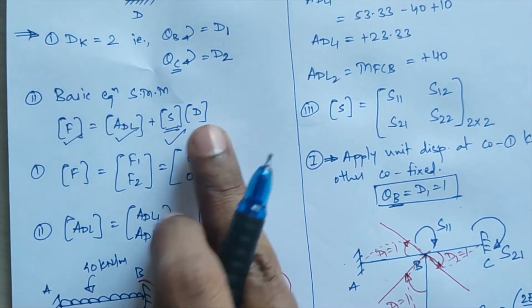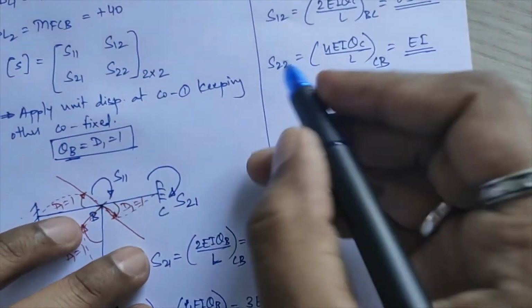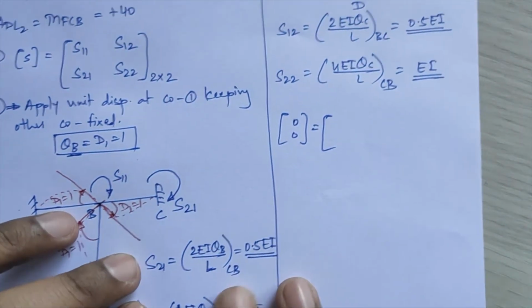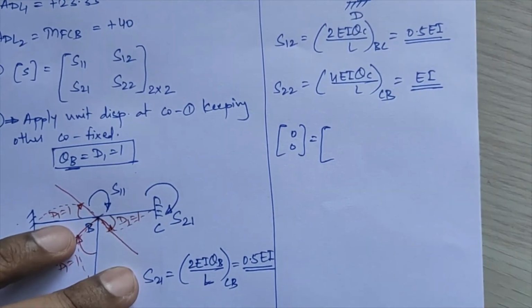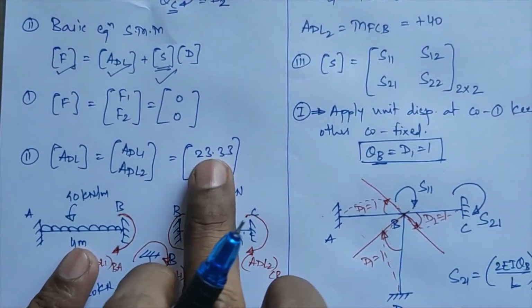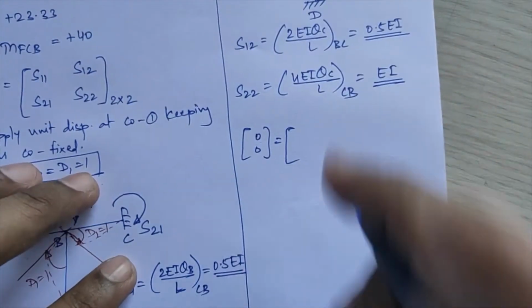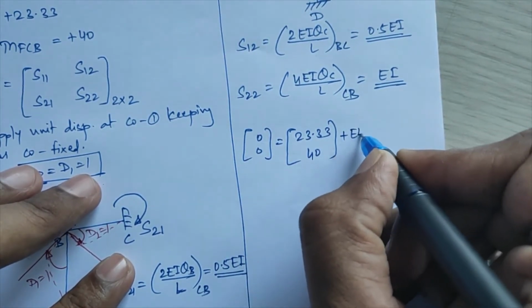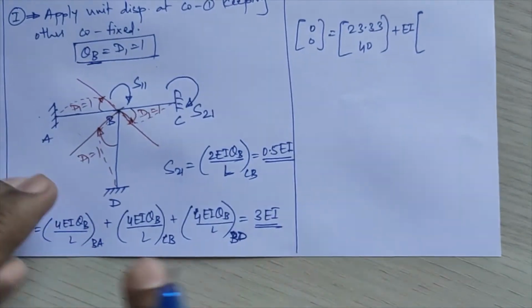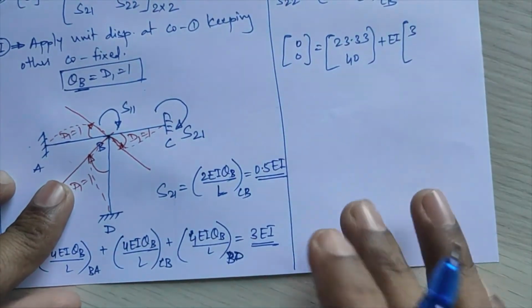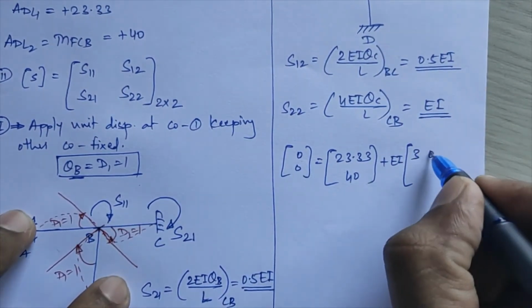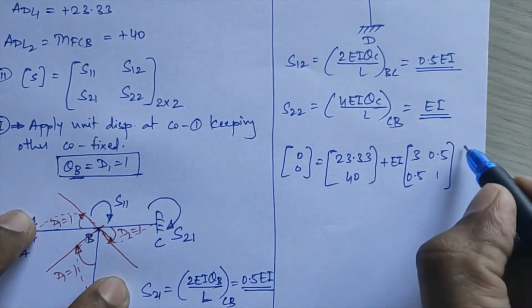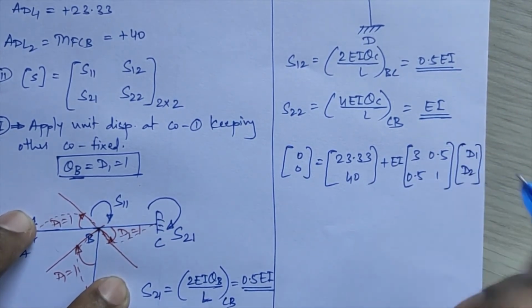Now D is your basic unknowns. So what we'll do, we'll substitute all the values in our matrix form. So first F matrix, both values I am having 0 is equal to, next is your ADL matrix. Okay, so for ADL matrix I am getting this as 23.33 and 40. Plus EI is common from all your S terms over there. So S of 1 1 I am getting as 3. Okay, S of 1 2 I am getting as 0.5, S of 2 1 again 0.5, and S of 2 2 I am having as 1 EI multiplied by D1 and D2 as your basic unknowns over there.